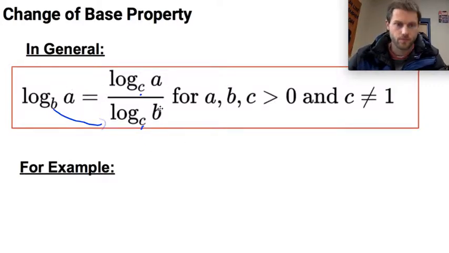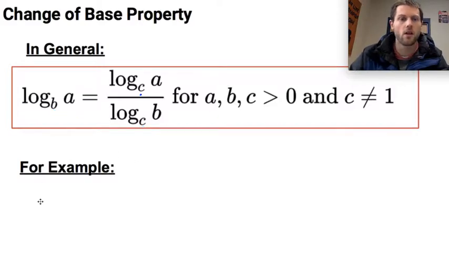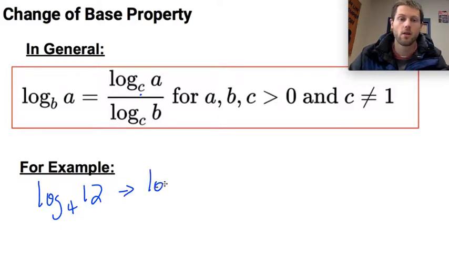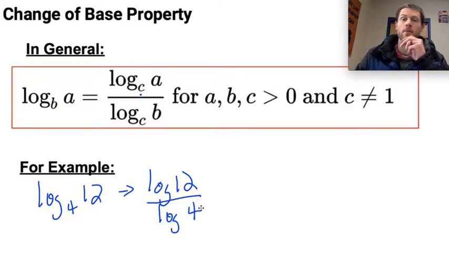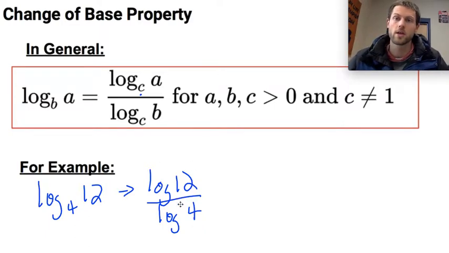So for example, if I had log base 4 of 12, I could change that into log base 10, the common log. That's equal to log of 12 over log of 4. Actually, I wrote that so it looks like a base. Let me try that again. Log of 12 over log of 4. Both of these have a base of 10. This is something I can calculate in my calculator quite easily if I don't have that log base button.